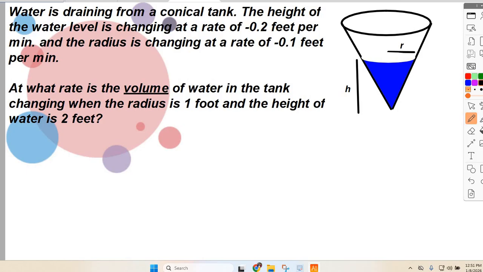So what do we say our first step is? Draw a picture. I have a picture, but you do not, so I would suggest drawing something similar to my picture. I included my radius of my circle and the height of the water. So those are kind of the two things that the word problem is talking about.